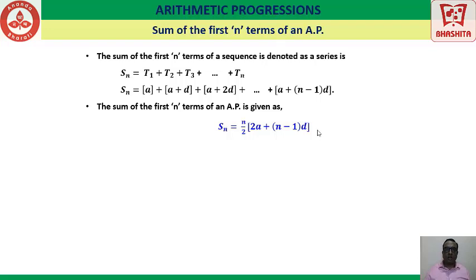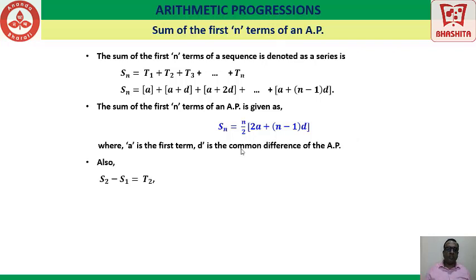There are few things that are important to note here. A is the first term, d is the common difference, and n is the number of terms. Also, we will recall that S2 minus S1 is T2. Let's see how exactly this works out.